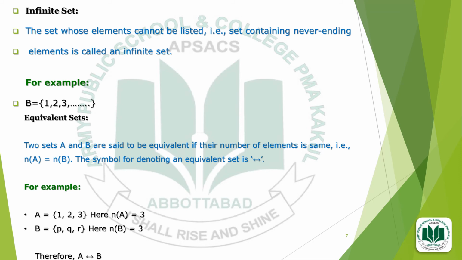Next definition, equivalent sets. Two sets A and B are said to be equivalent if their number of elements is the same. The symbol for denoting an equivalent set is a double arrow. For example, A = {1, 2, 3}. As we can see, there are three elements in set A. B = {P, Q, R}. There are three elements in set B, so we can say the number of elements in set A equals the number of elements in set B. Therefore, A is equivalent to set B.